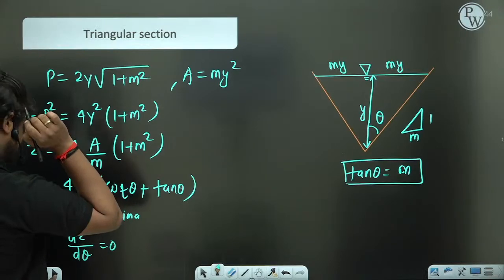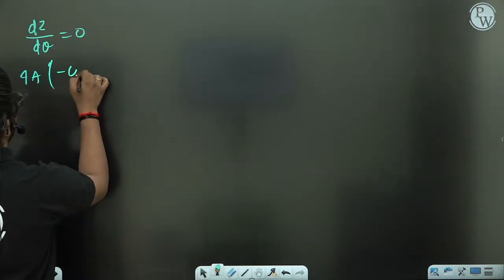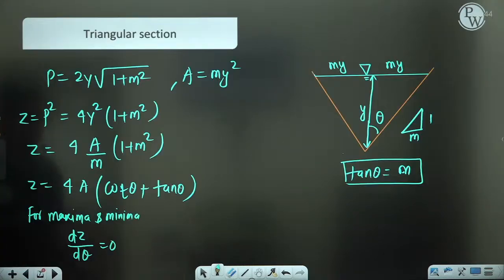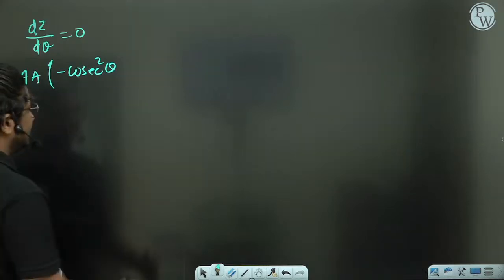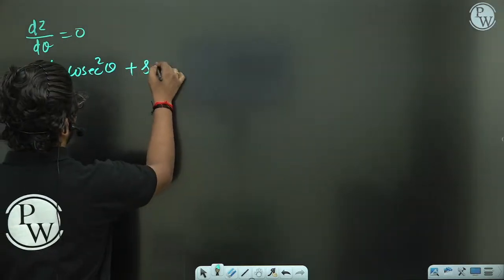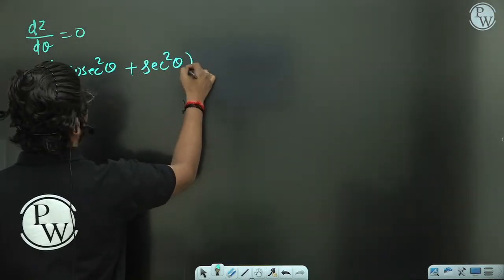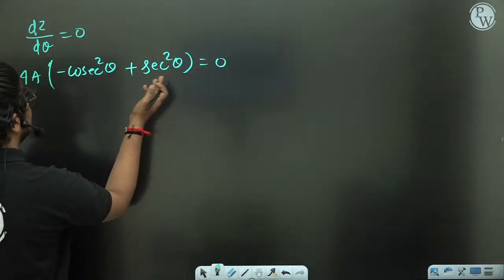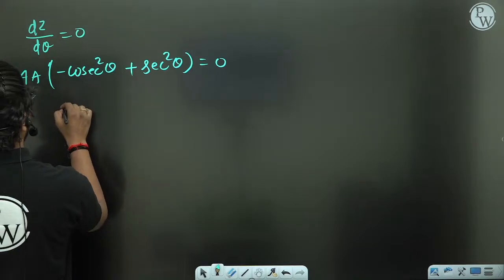First thing is the cot theta. Differentiation will be minus cosec square theta. Plus tan theta. Tan theta differentiation will be nothing but sec square theta. Sec square theta equal to 0. So 4a anyway it's constant, remove it.